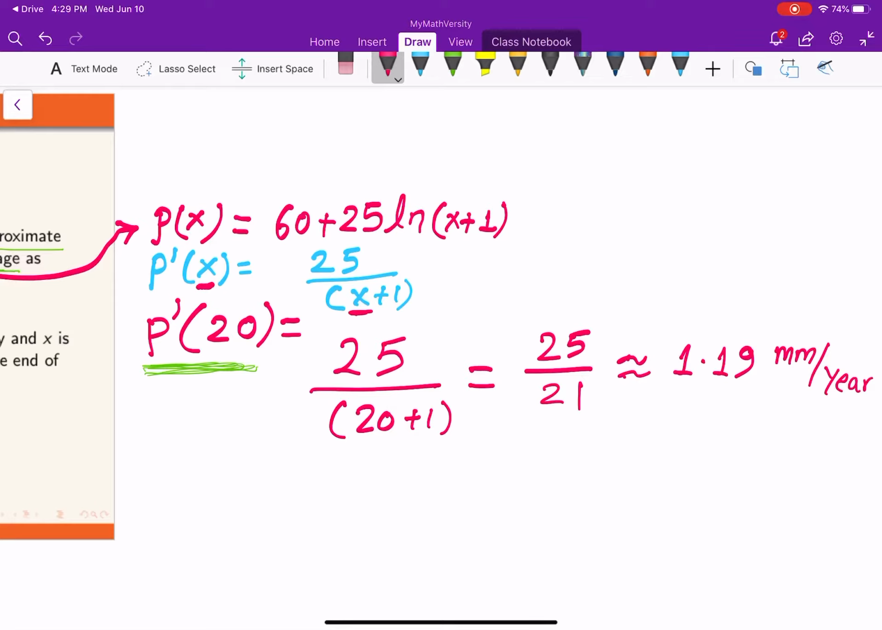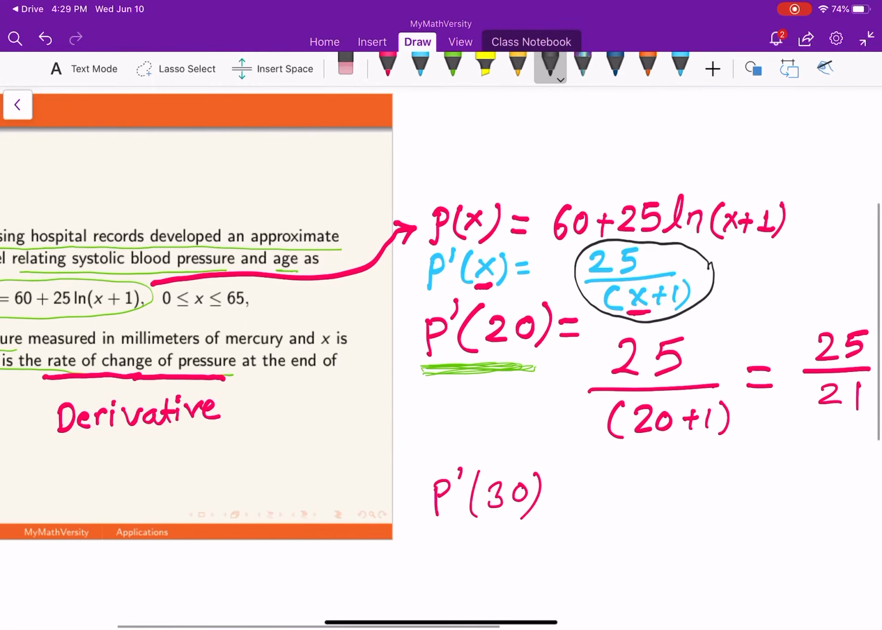All right, so if the question was what is the rate of change of the pressure at the end of 30 years or something like that, then what do you need to do? You just need to evaluate P prime of 30, right? That's the same way we evaluated P prime of 20. The only thing we need to know is how to find the derivative. And we need to understand that in this application, rate of change is the derivative. This is the main thing here.